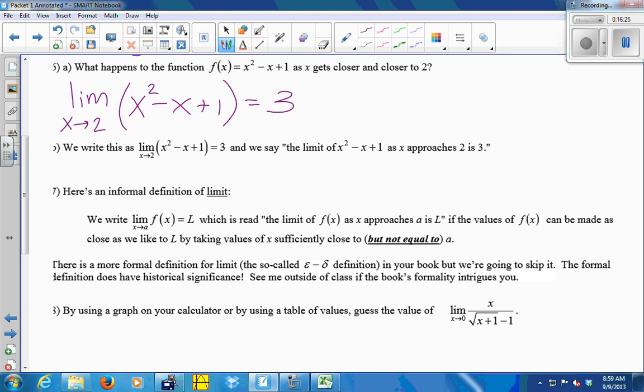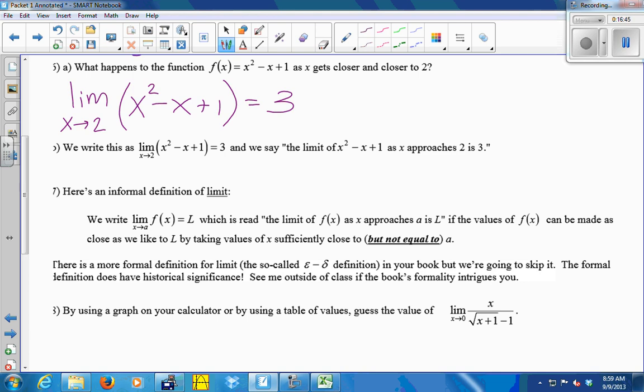So here's an informal definition of a limit. Okay. We write the limit as x approaches a of f of x equals L, if the values of f of x can be made as close to L as we want by taking x values sufficiently close to a.